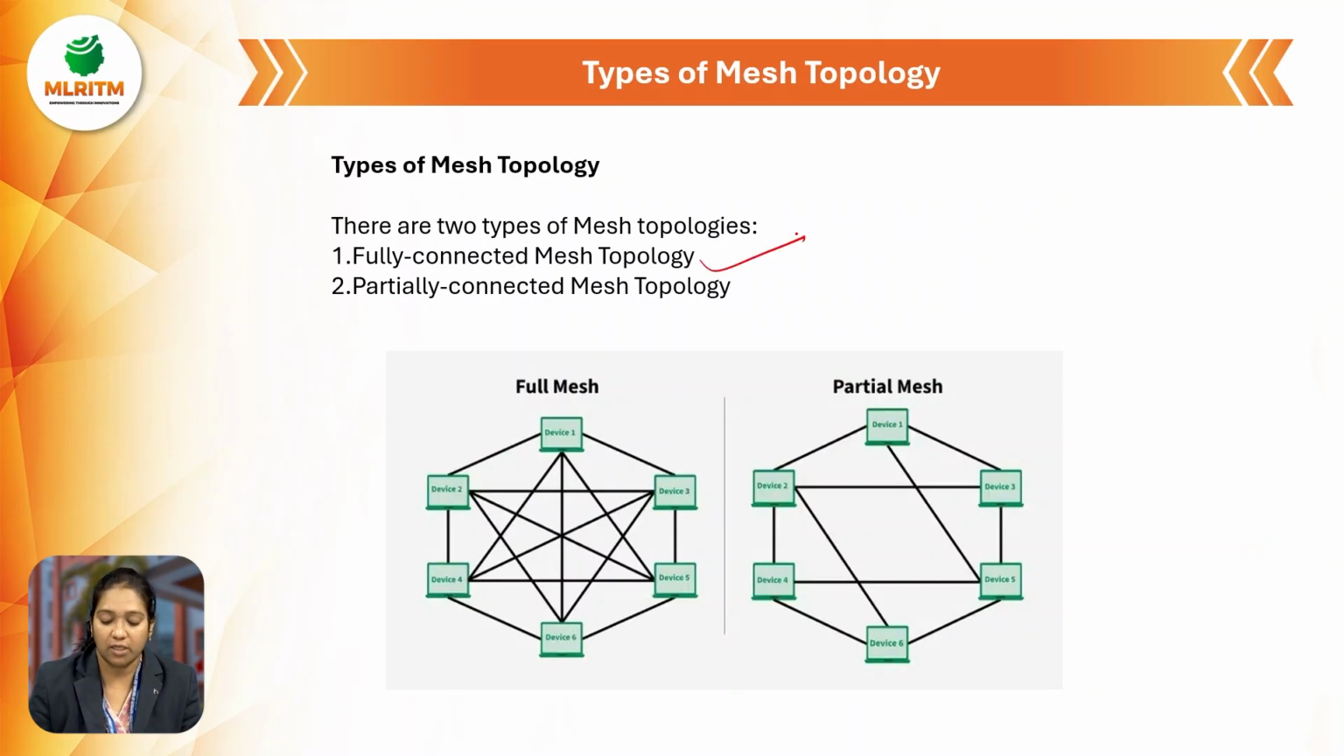Next, there are two types of mesh topologies. First one, fully connected mesh topology. Second one, partially connected mesh topology. This is the diagram of full mesh and partial mesh topologies.